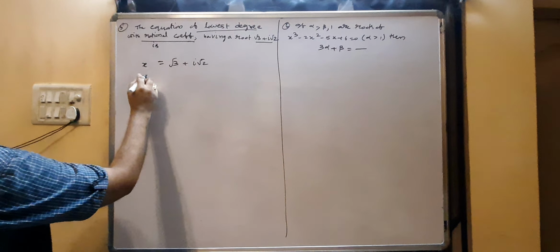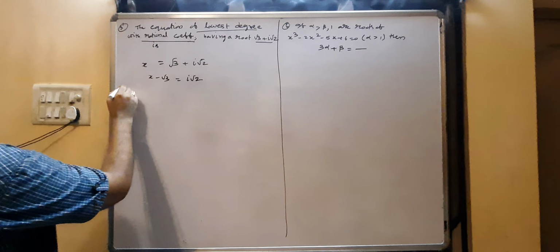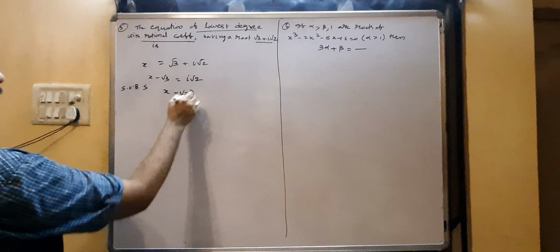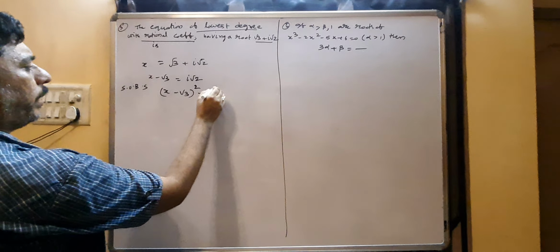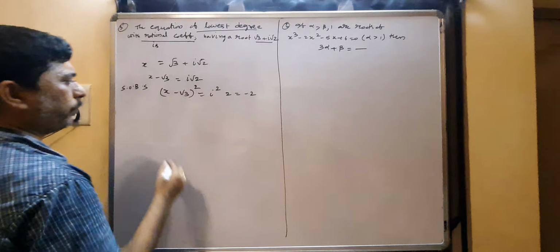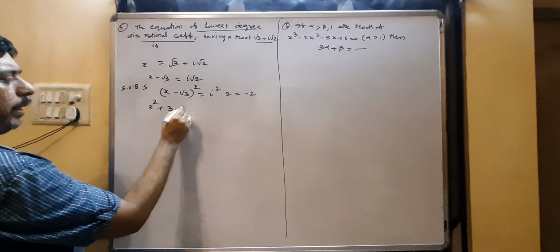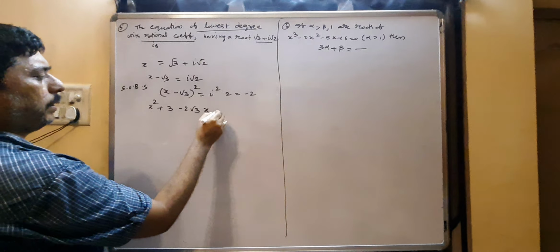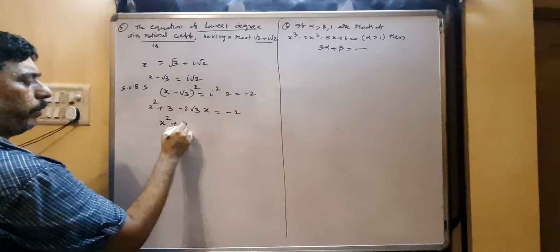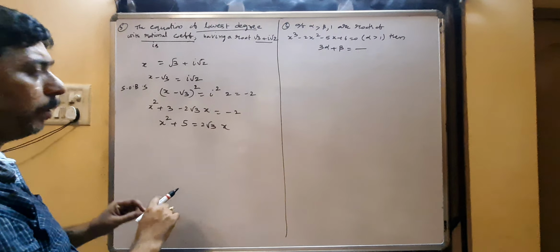That means root 3 taking left hand side, x minus root 3 equal to i root 2. Squaring on both sides, x minus root 3 whole square equal to i square into root 2 whole square, 2. That is the minus 2. i square value is minus 1. Expand this: x square plus root 3 whole square 3 minus 2 root 3 x equal to minus 2. Minus 2 taken to left hand side, x square plus 3 plus 2, 5, equal to 2 root 3 x. Again you are doing the polynomial equation.